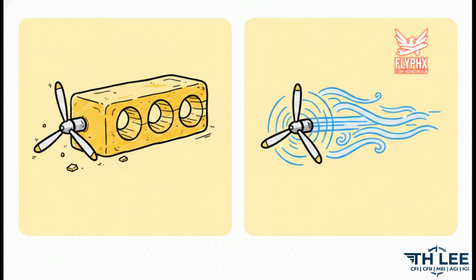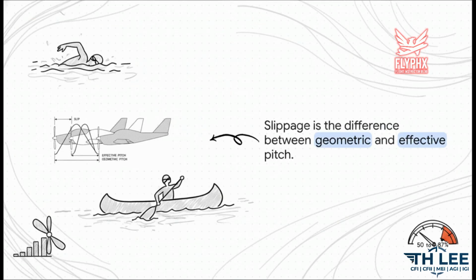Geometric pitch is the theoretical distance the prop would move forward in one single revolution if it were spinning through a solid medium. Just imagine it carving through a giant block of butter or tofu. Effective pitch, on the other hand, is the actual real-world distance it moves forward through the air in one revolution. The lost distance between that theoretical geometric pitch and the actual effective pitch is what we call slippage. It's exactly like a swimmer's hands, or say a canoe paddle, slipping backward through the water as they push. Because air is a fluid, we are always going to have slippage.